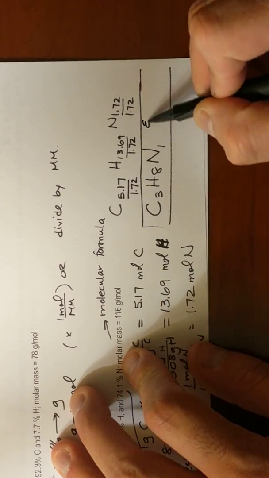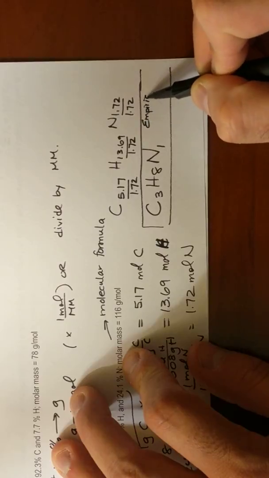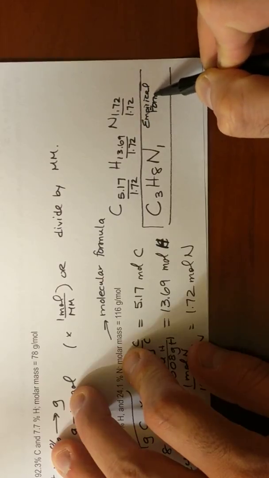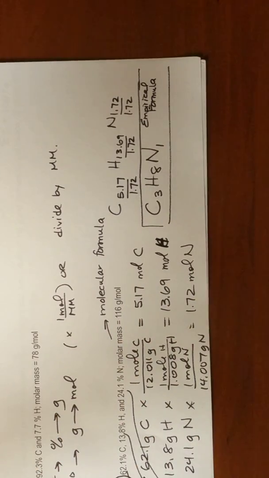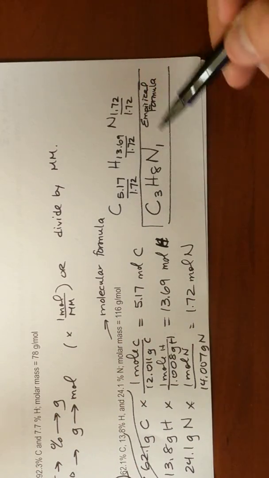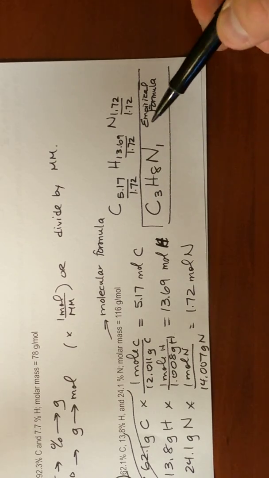Okay, so this would be the empirical formula. I'm going to make a note of that. This is the empirical formula. It consists of the smallest ratios possible, or the simplest ratios possible. I can go no smaller than 3, 8, and 1.